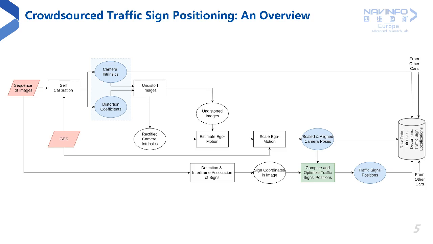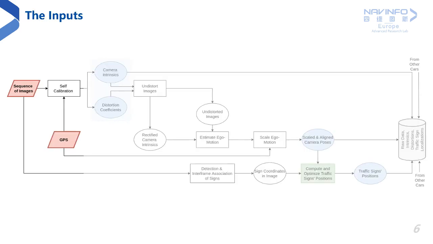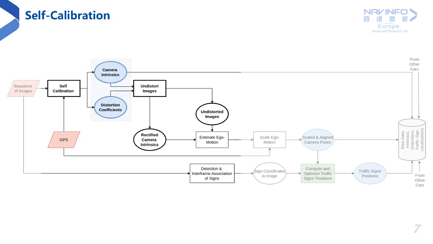Here is an overview of our crowdsourced mapping framework. The input to the system is a set of n images and a corresponding set of GPS coordinates. Given the images and the GPS coordinates, we then perform camera self-calibration to extract the camera intrinsics, namely focal length, principal point, and the distortion coefficients. These parameters are used to undistort the images and compute the new camera parameters corresponding to the rectified images.